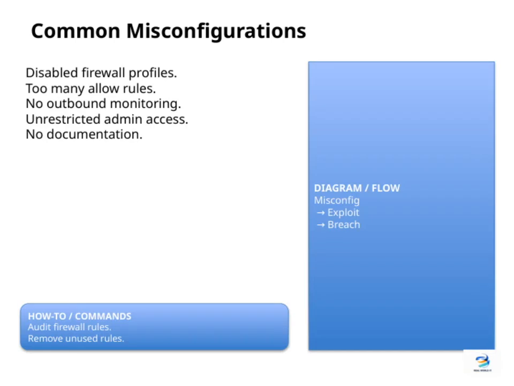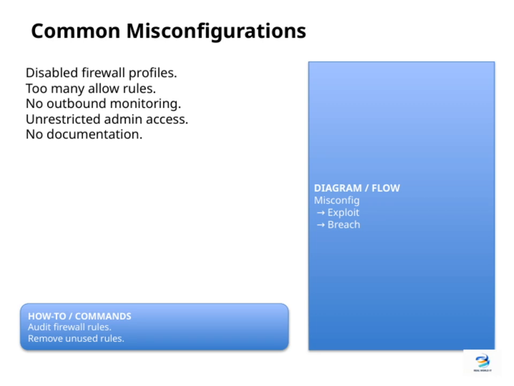All right, let's take a closer look at this diagram. It shows how misconfigurations can lead to a chain reaction. First, a misconfiguration occurs, then an attacker can exploit it, which ultimately results in a breach. This flow emphasizes how critical proper configuration is to maintaining security.